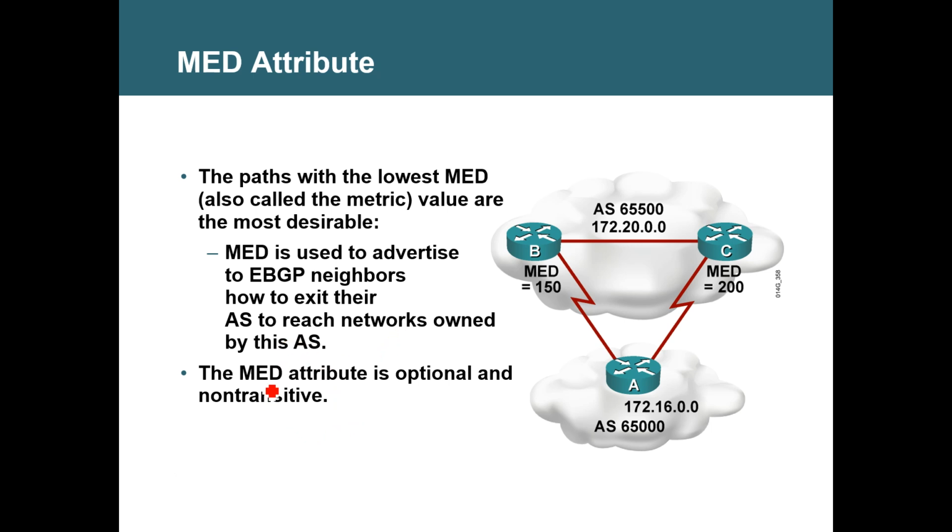This is the only attribute that impacts the other autonomous system. MED is used to advertise to an eBGP neighbor. MED tells the eBGP neighbor how to exit their autonomous system in order to reach the network owned by this autonomous system.